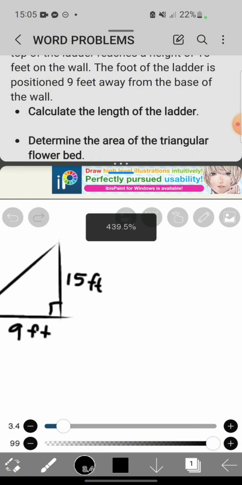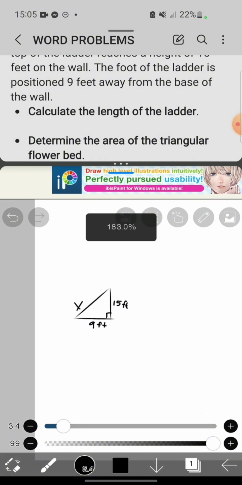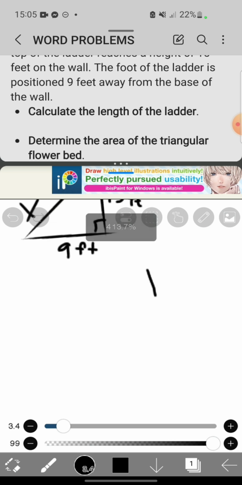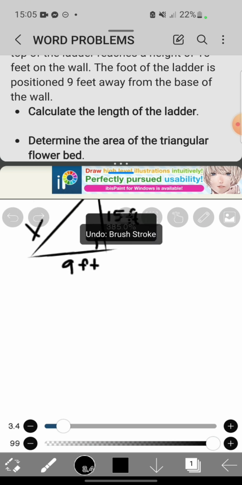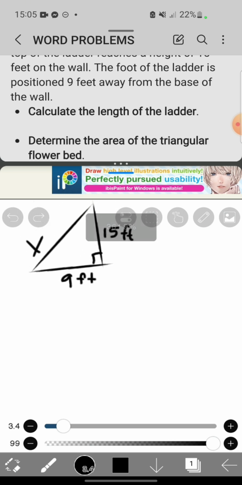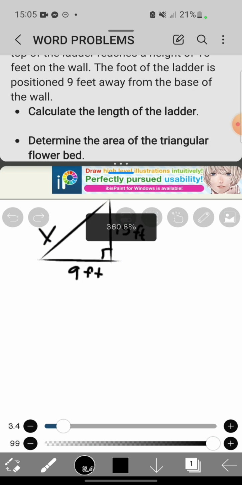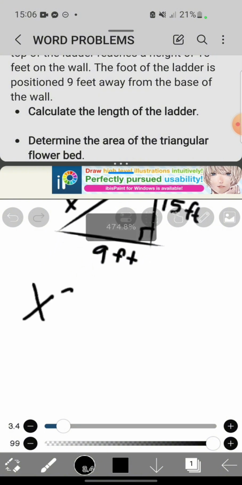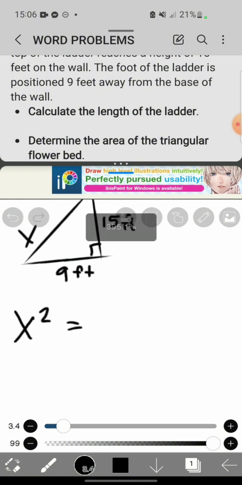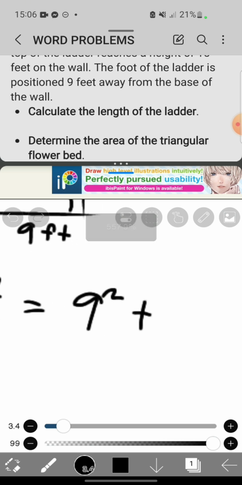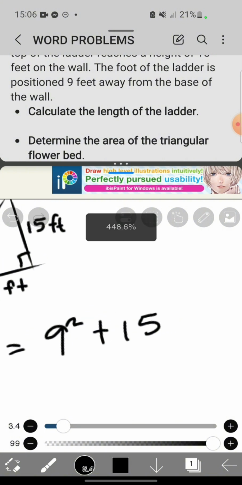So let's just use the Pythagorean theorem on this one. The hypotenuse is equal to the square root of the two sides squared. So let's put this: x squared is equal to 9 squared plus 15 squared.